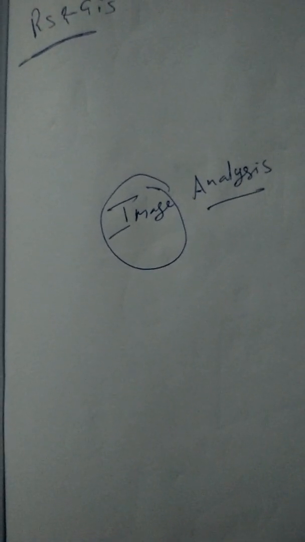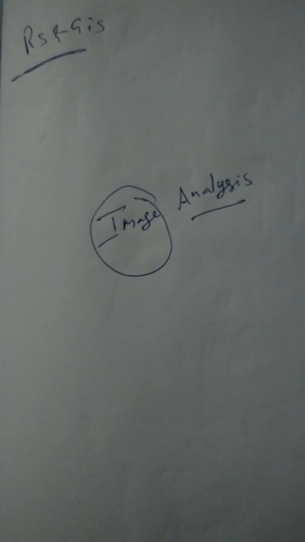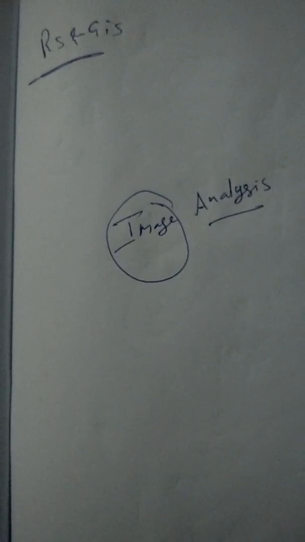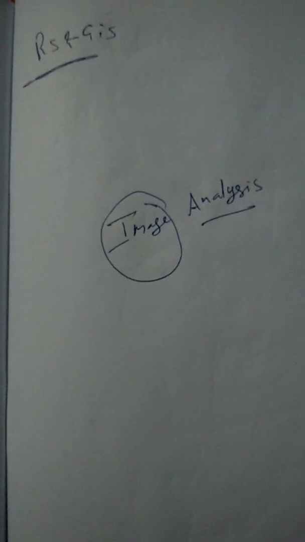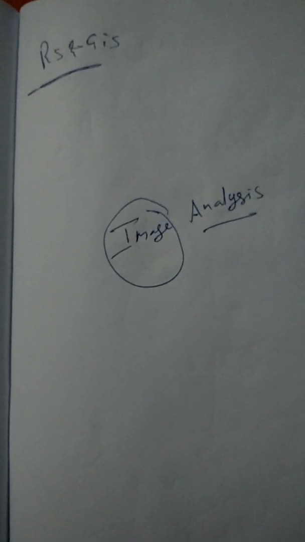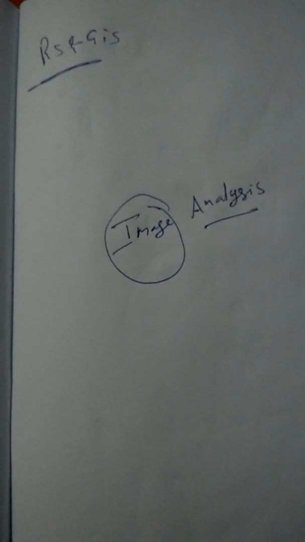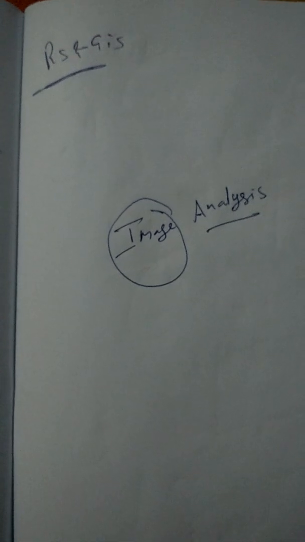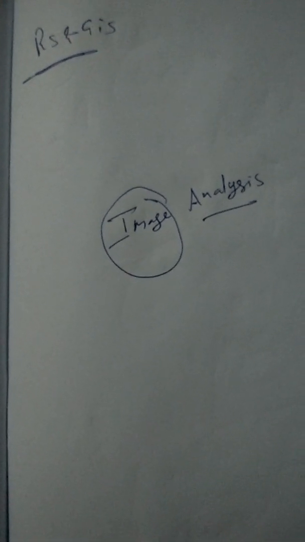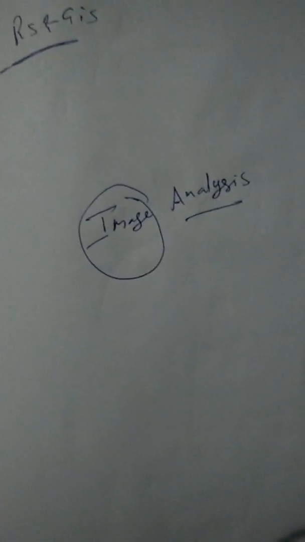Under different conditions, you must consider the interpretation of the images, the size of the image, the tone of the image, the pattern of the image, the texture of the image, the shadow of the image, and the color of the image, and whether it has a rough texture or a smooth texture. Everything comes under image analysis only.